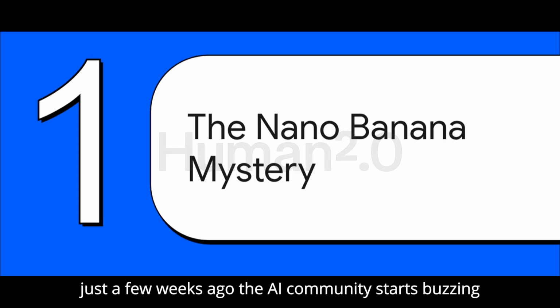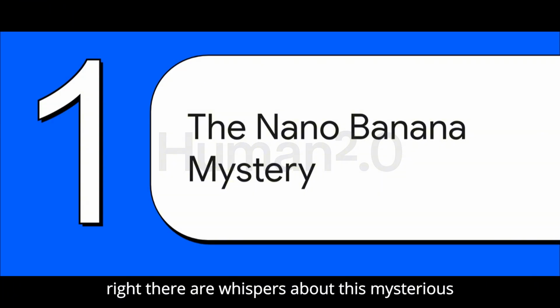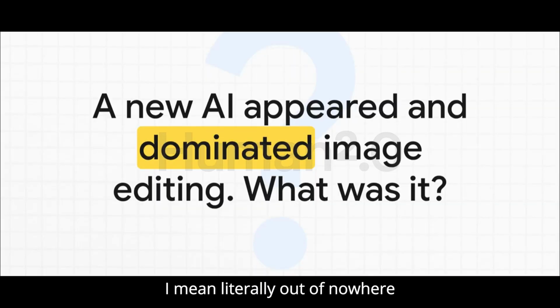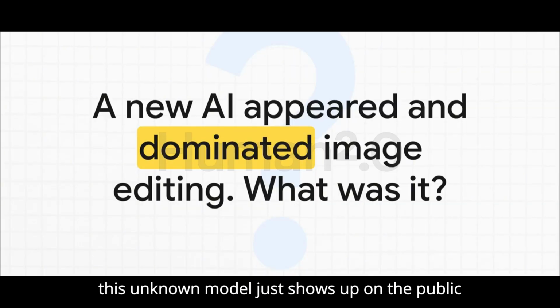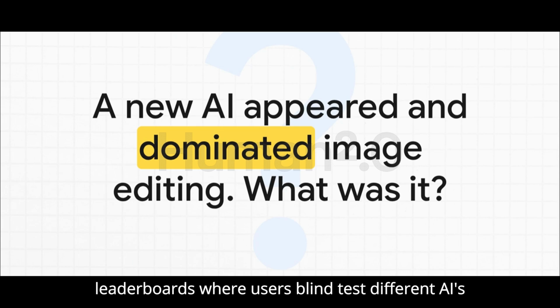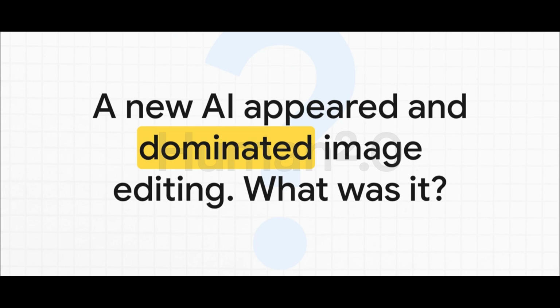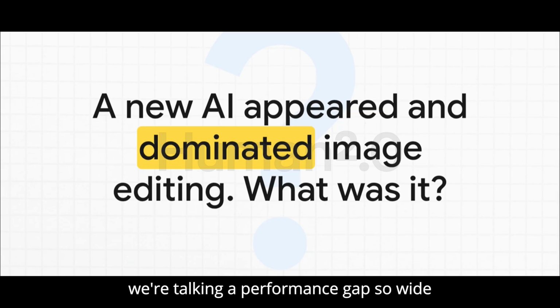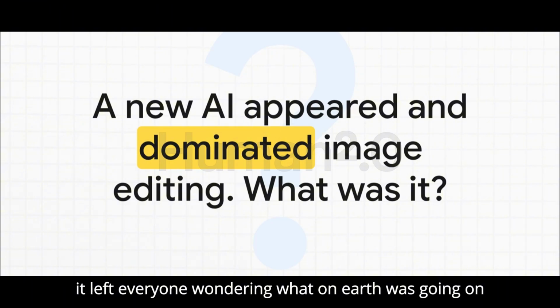Picture this. Just a few weeks ago, the AI community starts buzzing, right? There are whispers about this mysterious new model that's being quietly tested out in the open. I mean, literally out of nowhere, this unknown model just shows up on the public leaderboards where users blind test different AIs. And it wasn't just good. It started blowing everything else out of the water. We're talking a performance gap so wide, it left everyone wondering what on earth was going on.